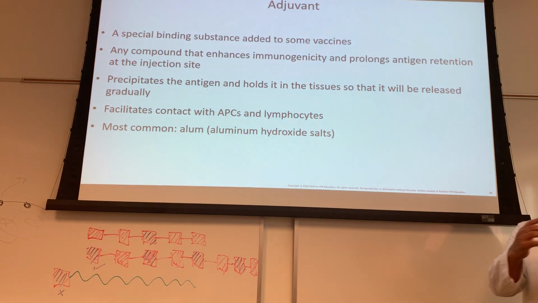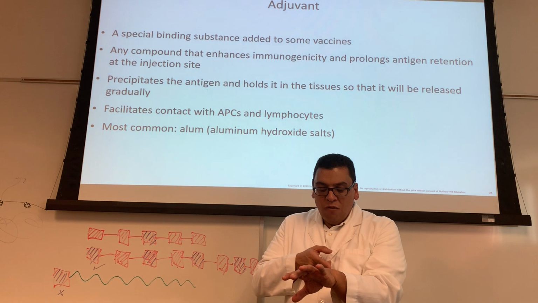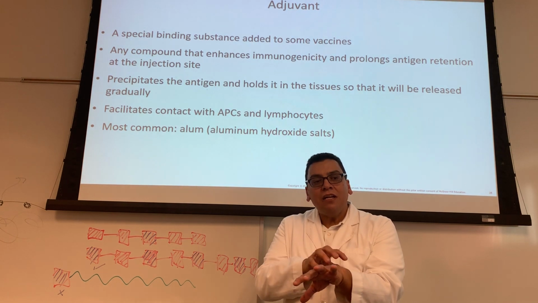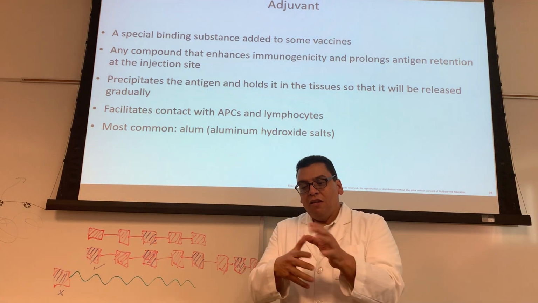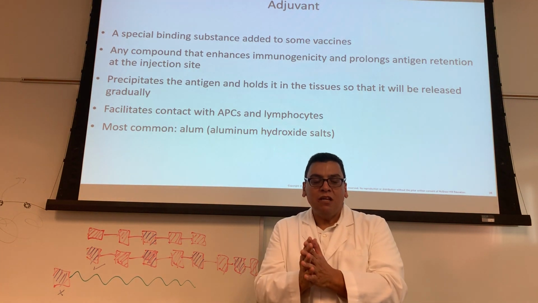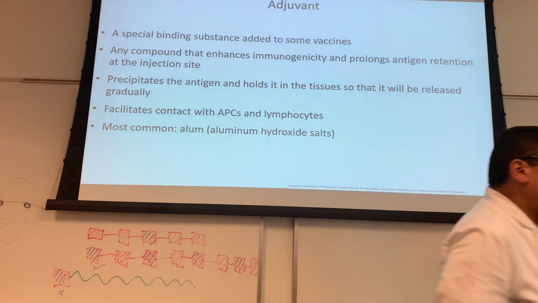The adjuvant is a mixture, something that they put with the vaccine. So when they inject it, it stays pretty much in the same area to keep it in the concentration that it needs to be to stimulate your immune system.